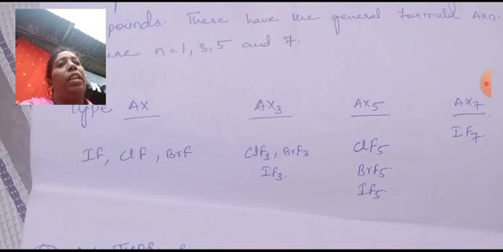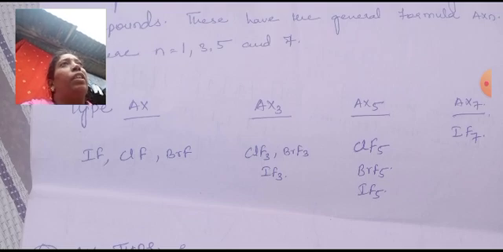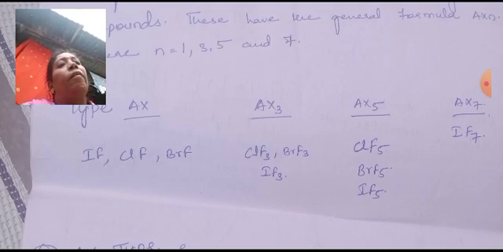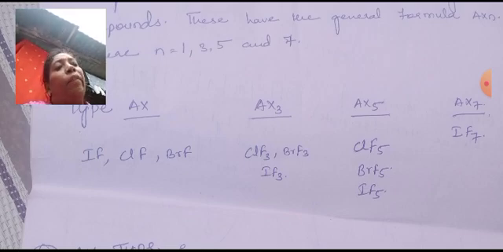You can see these examples. The first type is the AX type. Examples are iodine fluoride, chlorine fluoride, bromine fluoride. You can see clearly that iodine is combined with another halogen atom. Iodine is an electronegative atom, and fluorine is also an electronegative atom. So the combination of the two is called iodine fluoride. In the same way, chlorine fluoride and even bromine fluoride. It can form any of that.